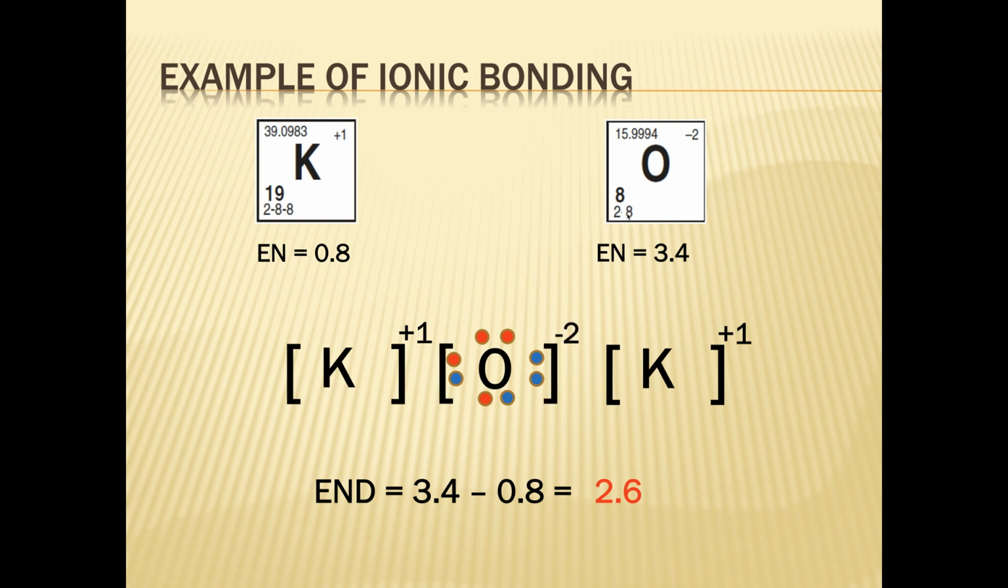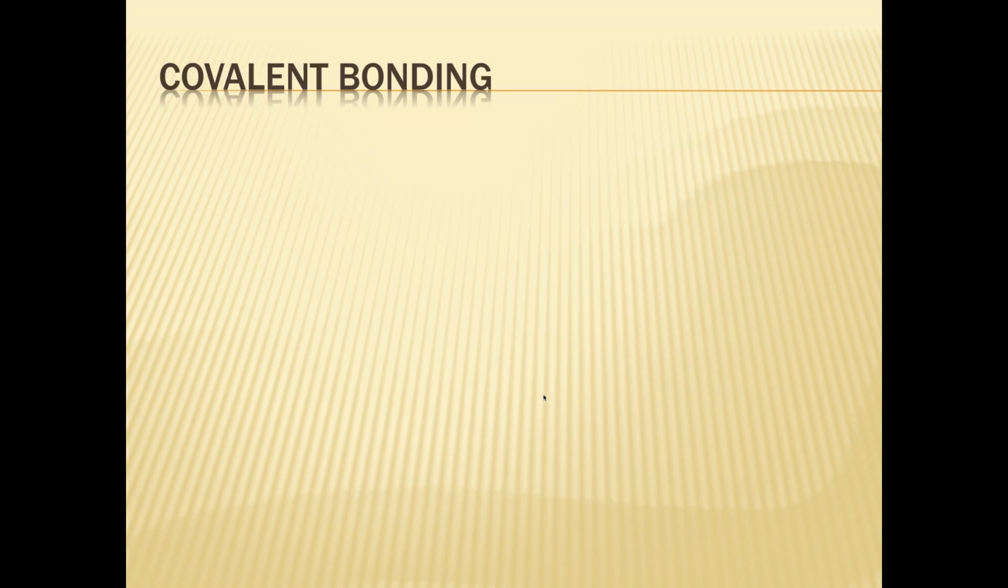We put the negative ion in between the 2 positive ions because positive ions would repel each other, but they're both attracted to the negative oxide ion that you've just formed. So, that is ionic bonding.